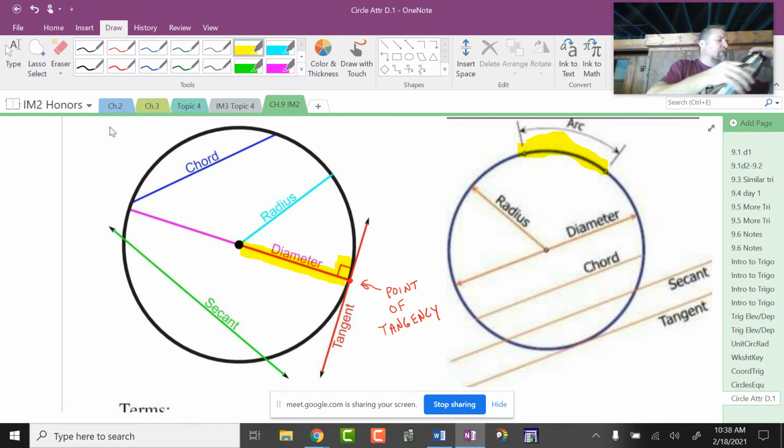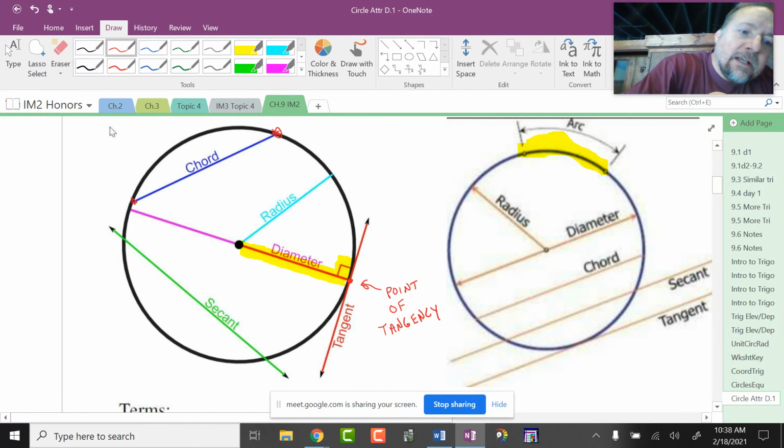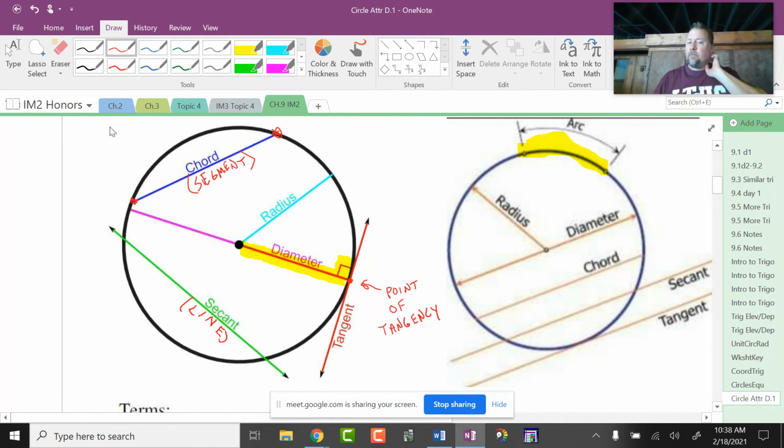Then notice the difference between a chord, which is a segment, as opposed to a secant line. So this is a segment, meaning it has a starting and an ending point, whereas a secant, I've got to kind of write this crooked, is a line. Sometimes it looks like a ray with what we're going to have in our notes, but that's what a secant line is, how that's a little different than a chord, and much different than a tangent line.